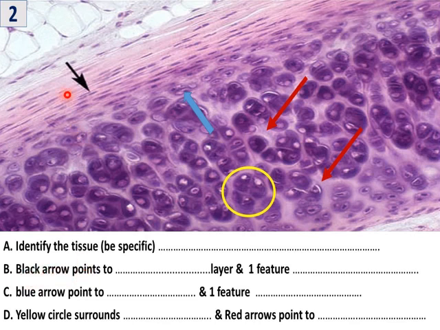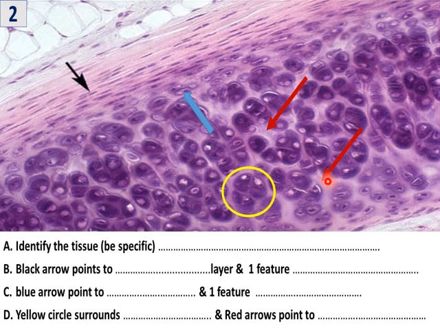The black arrow points to the outer fibrous layer of the perichondrium. It's formed of collagen fibers and fibroblasts. The blue arrow points to the inner chondrogenic layer or the chondroblast, which appears basophilic. The yellow circle is surrounding a cell nest. The red arrow is the matrix.